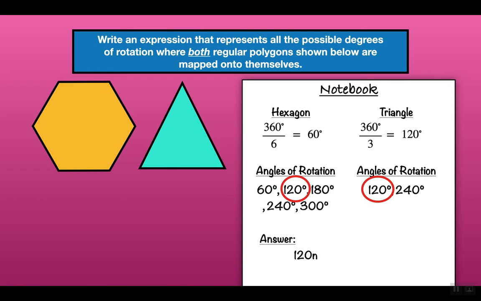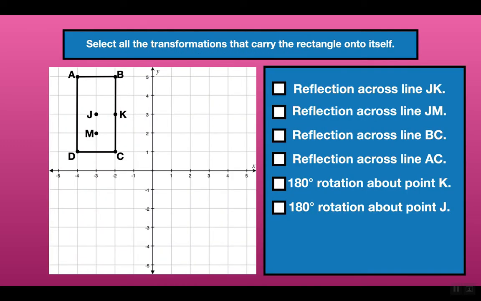And again, remember, an expression is not the same thing as an equation. An equation involves the equal sign. An expression does not. For our next question, select all the transformations that carry the rectangle onto itself. In other words, select all the transformations that when you do them, the rectangle will look exactly the same way that it looks now. The vertices will be in the exact same spot.